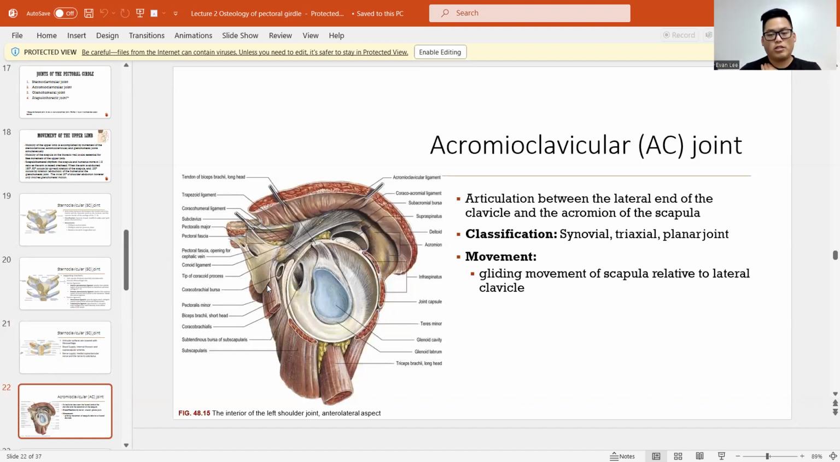And this is going to be triaxial, being that it's going to be a little bit more mobile and not necessarily a saddle joint anymore. This is a planar joint. So this is going to allow some sliding, kind of in different angles, and it's going to give a little bit of range of motion to, well, I guess your scapula and your clavicle, not necessarily your glenohumeral joint.